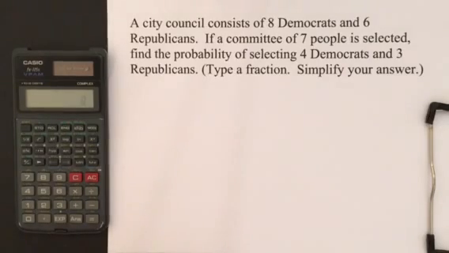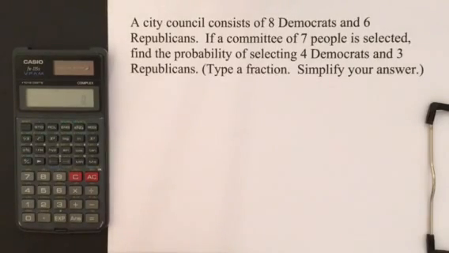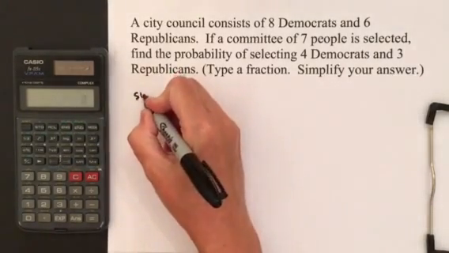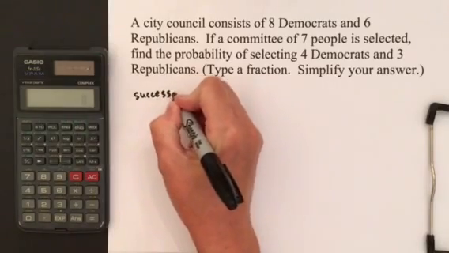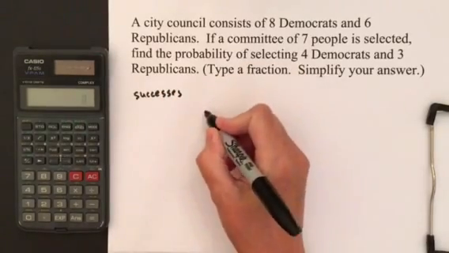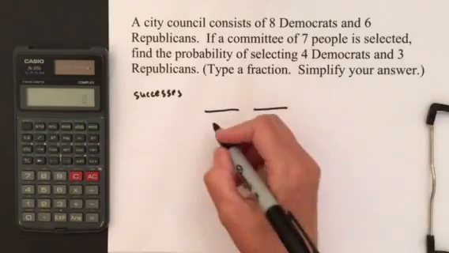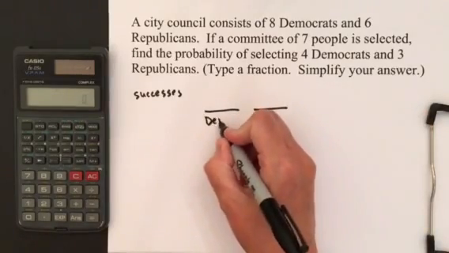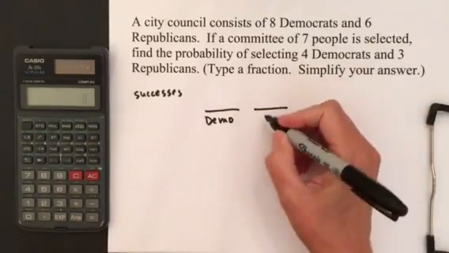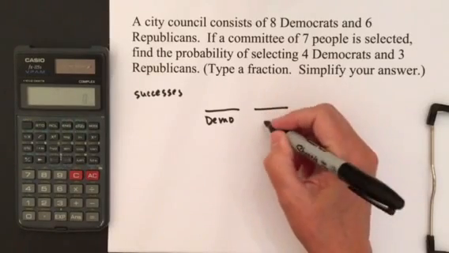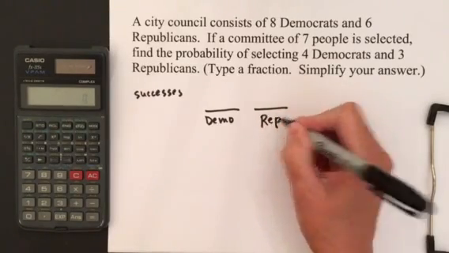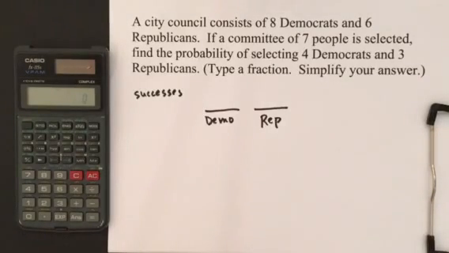I'm going to look for the number of successes first on this problem. I'll put a blank for Democrats and a blank for Republicans. And I'll write Democrats, I'll abbreviate it with DEMO, and Republicans, REP, under the 2 different blanks.